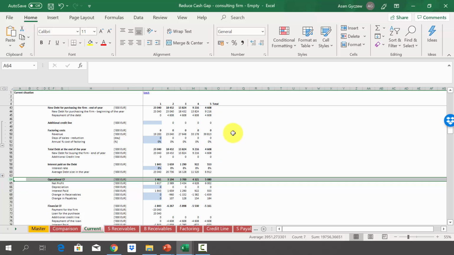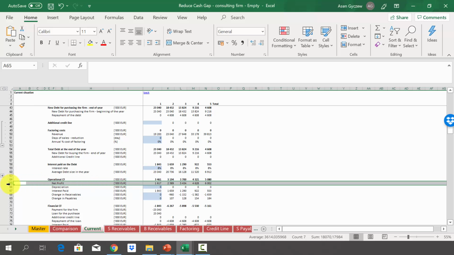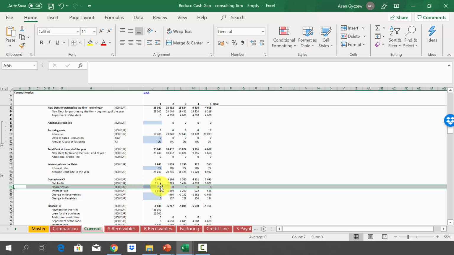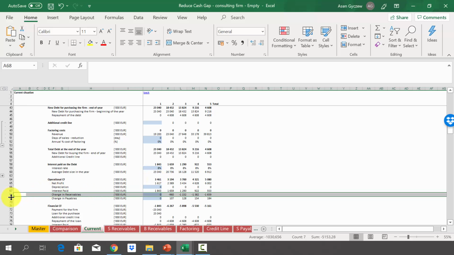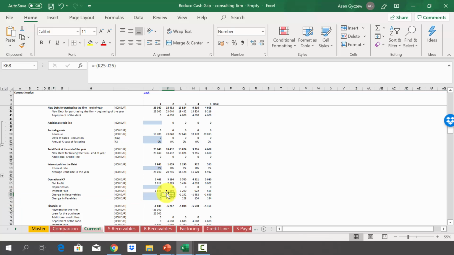Thanks to that, we are able to calculate the operational cash flow. So in row 64, you've got that. So we start with the net profit. Then we add back depreciation, which is assumed to be 0. We remove the interest paid because we assume this to be a part of the financial cash flow. And we've got the change in receivable and change in payables. So for example, in year 2, as you can see, we'll be getting less money than it is suggested by the net profit, as we have receivables increasing by almost 1 million.